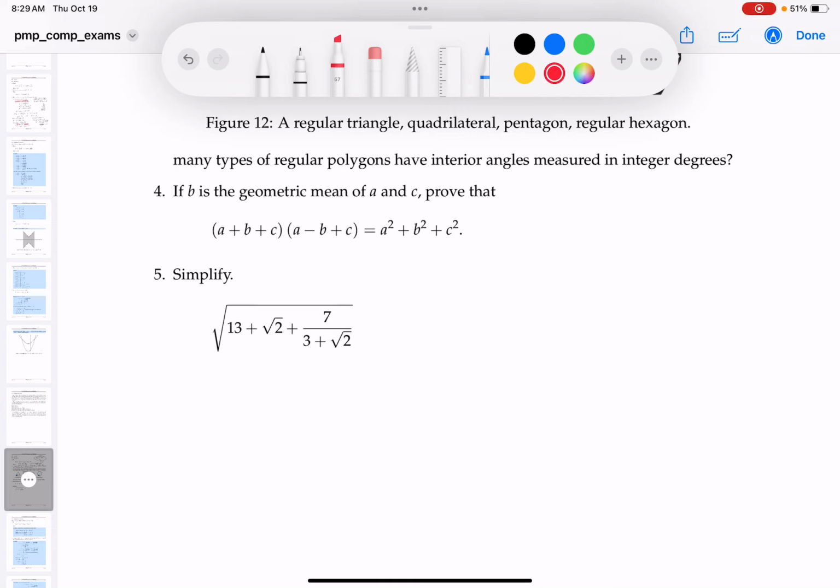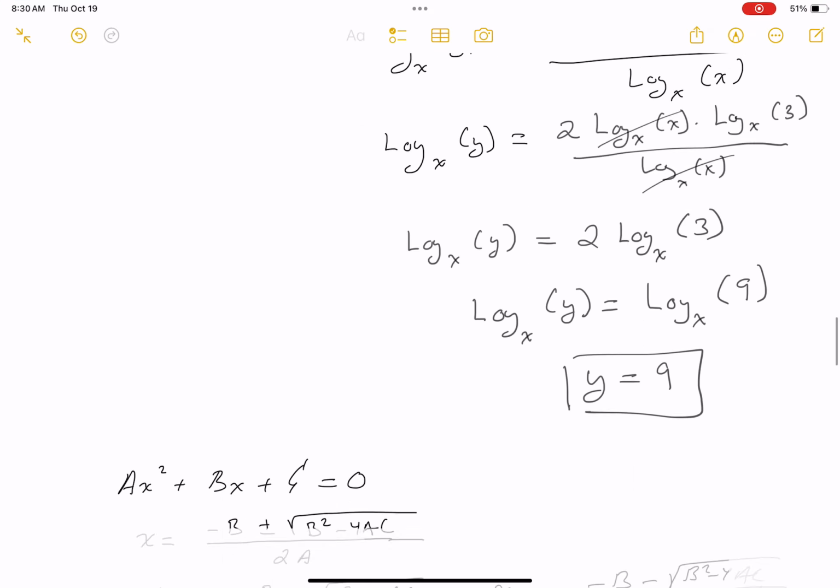Okay, our number 4, it says, B is the geometric mean between A and C. And then they say prove that. I've got to prove this now. And the question is, how do you do that? I'm going to go to the whiteboard to give it a try. So let's go to the whiteboard and give this a try.